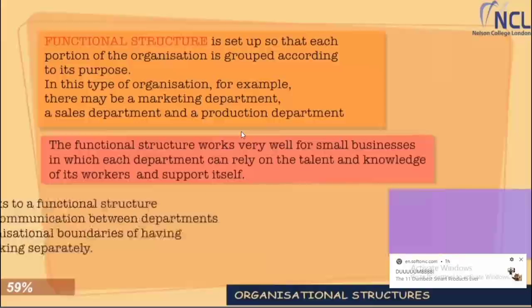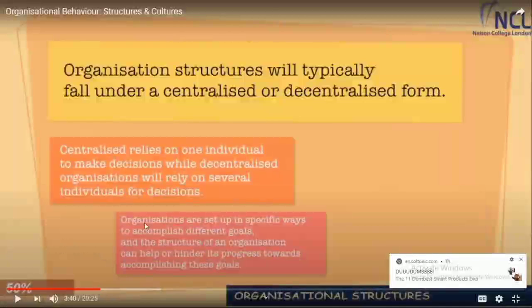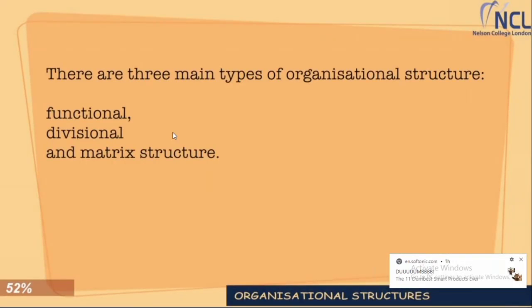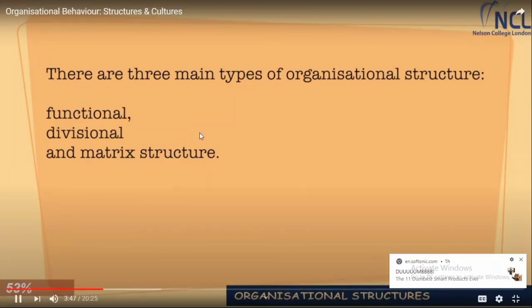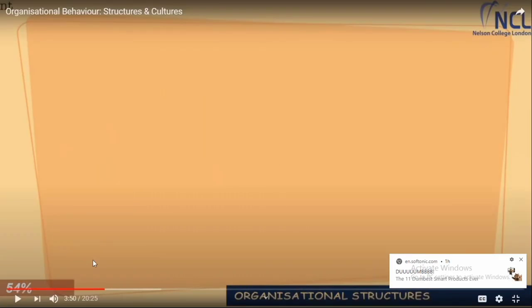Let me go a little back to explain this to you guys. Towards accomplishing these goals. There are three main types of organizational structure: functional, divisional, and matrix structure. You can see that we have three types of organizational structure here, under which the first type of organizational structure we talk about falls under.